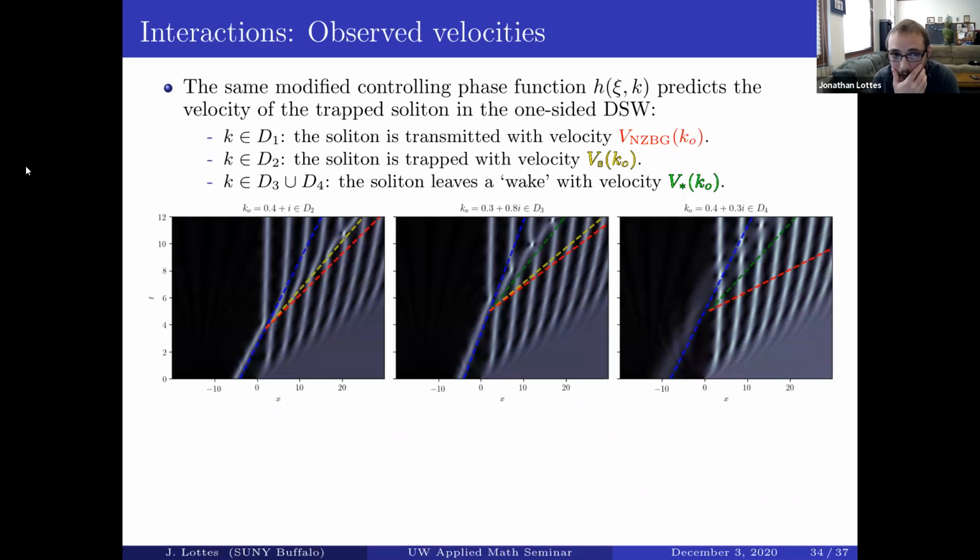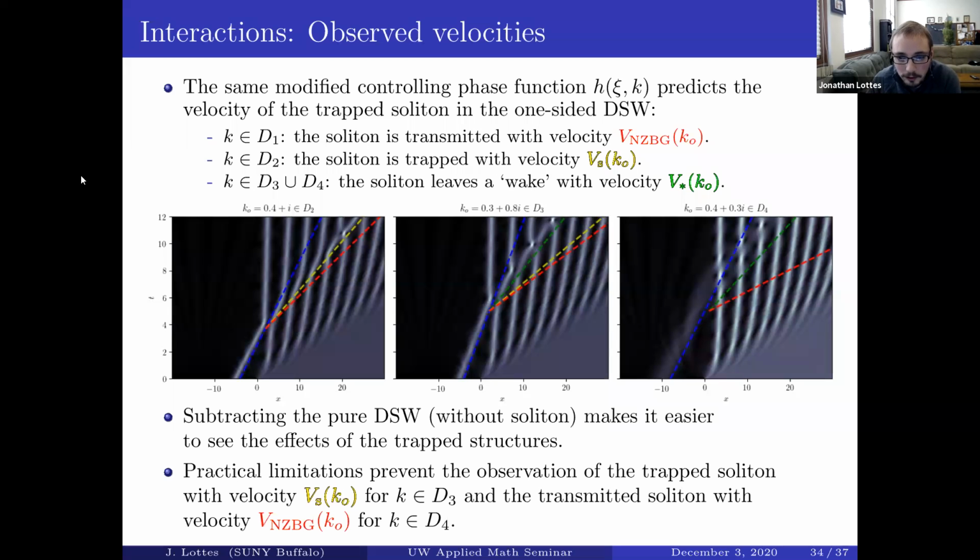And the key is that, again, that was all for pure non-zero background with a localized perturbation in soliton, but we can use that same modified controlling phase function to predict the velocity of a soliton trapped in the one-sided DSW. And so we see for k in D1, the soliton is transmitted. That was one of the plots earlier that I'm omitting for now, since nothing's changed. For k in D2, the soliton becomes trapped with this velocity Vs. And if I'm in D3 and D4, the soliton leaves a wake with velocity V star of k naught.